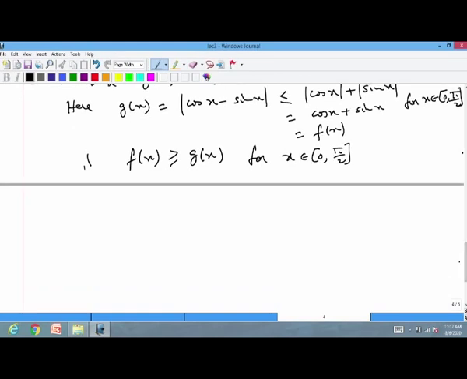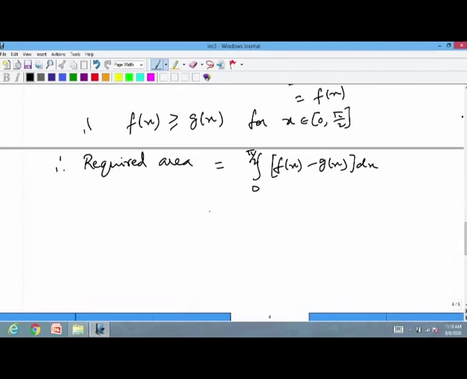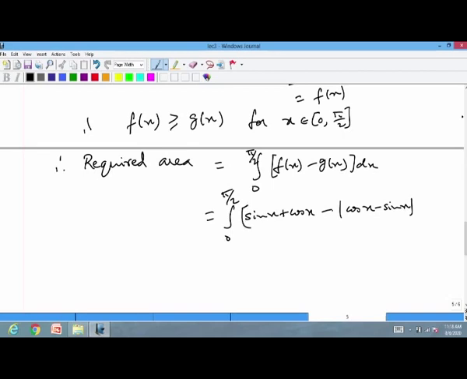So, therefore, the required area is equal to the integral of f(x) minus g(x) dx from 0 to pi by 2. So, this is equal to the integral from 0 to pi by 2 of f(x), which is sin x plus cos x, minus g(x), which is mod cos x minus sin x, dx.